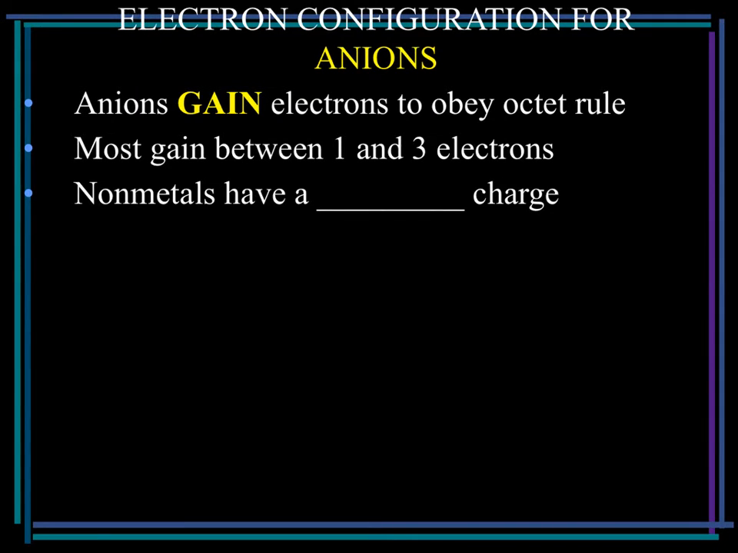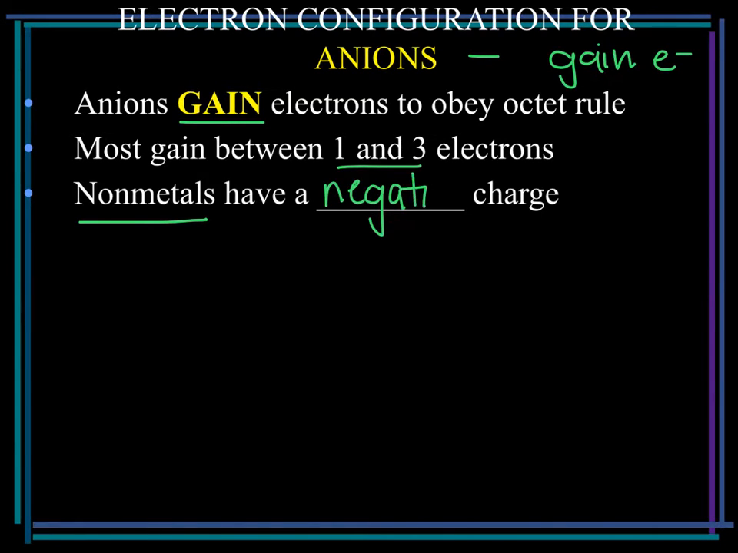All right, anions. So what is the charge on anions? Anions have a negative charge, and how do they get that negative charge again? Well, they will have to gain electrons. Okay, and it says that, yes, anions gain electrons to obey the octet rule. Most of them gain between 1 and 3 electrons. Therefore, remember, they are the nonmetals, right? The anions are the nonmetals on the right-hand side of the stairs. So therefore, they have a negative charge because they are gaining electrons. All right, so the nonmetals have a negative charge.